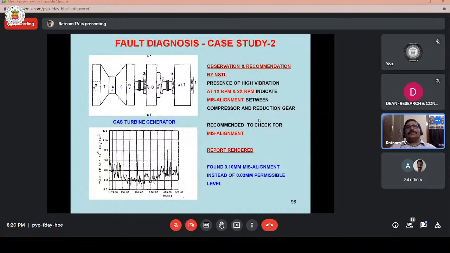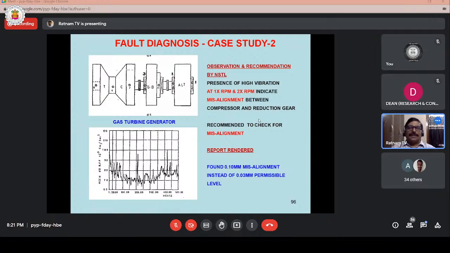Another case study, fault diagnosis of a typical gas turbine generator, Gatagay. We call it Gatagay. The presence of high vibration at 1x RPM. As usual, we have selected various locations, monitoring points, and measured the vibration levels in all three directions. And typically at the compressor and reduction gear, at point number 3, this spectrum is obtained.